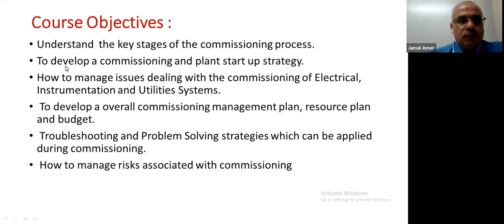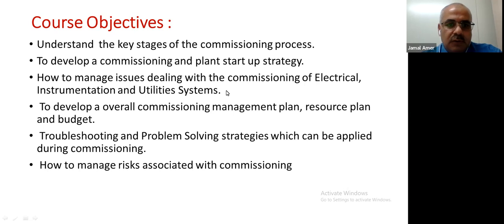The second objective is to develop a commissioning and start-up plan or strategy for newly constructed plants, and how to manage issues dealing with the commissioning of electrical, instrumentation and utility systems. As we know, for any new equipment or new facility, before we put it in service, we have a lot of activity to be done and a lot of functional testing for electrical and instrumentation. All these functional tests should be recorded in a special checklist designed for this activity.